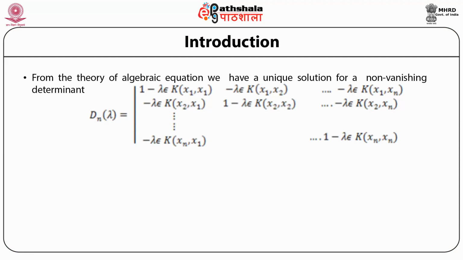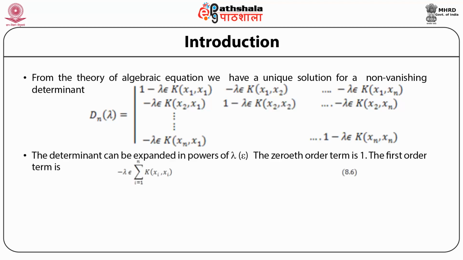The determinant in this case we write as Dn, a function of lambda. In the determinant, in the first row, first column, the entry is delta ij, which is 1, so 1 minus lambda epsilon k x1 x1, because in the first row first column i is equal to 1, j is equal to 1. First row second column will be i is equal to 1, j is equal to 2, and so forth. So the determinant is the determinant of an n by n matrix.